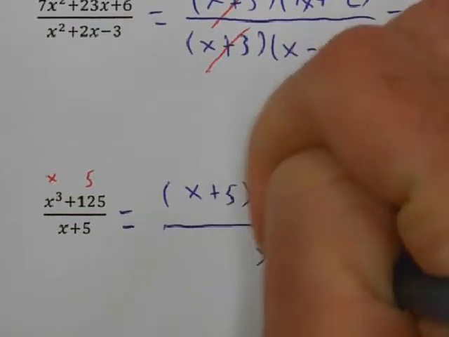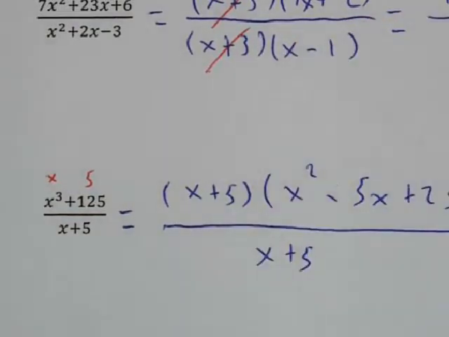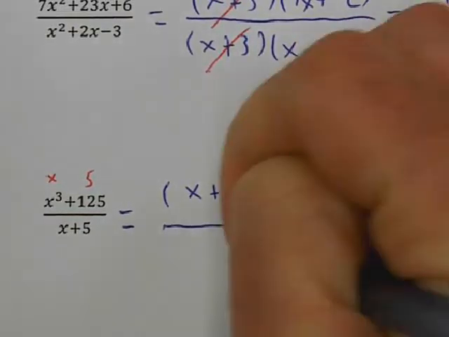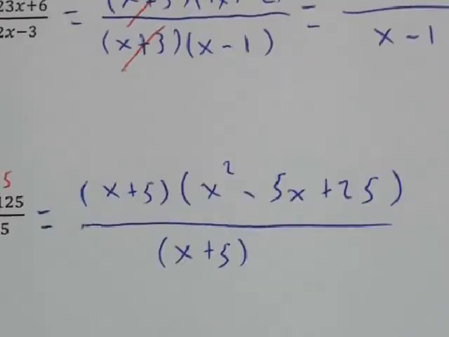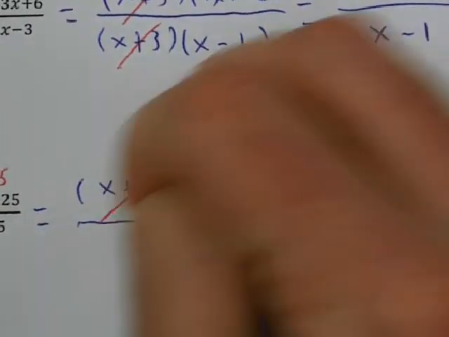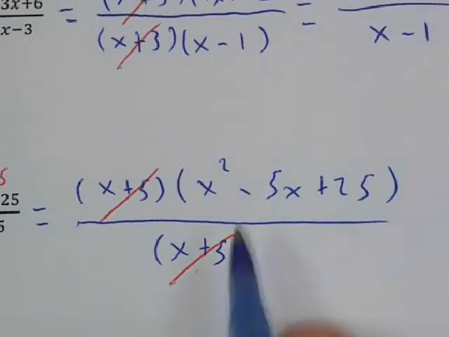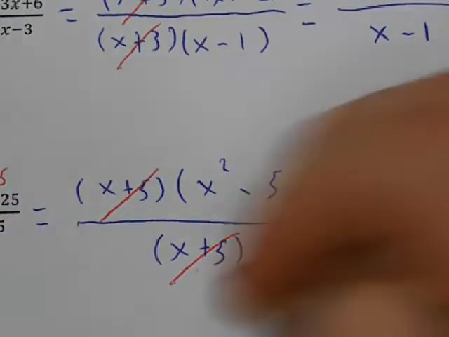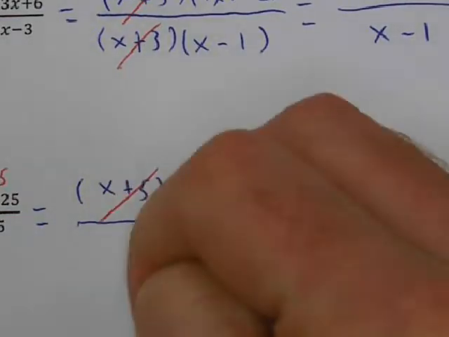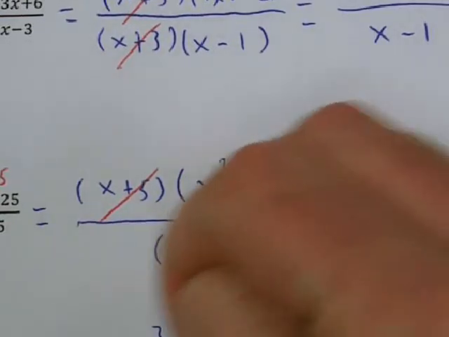Over, the bottom didn't change. All we have is x plus 5. Okay, we can put them in parentheses if we want to. We don't have to, though. And then these are going to reduce to 1. So all I'm left with is that trinomial, which is our answer. I'll just rewrite it here. X squared minus 5x plus 25.